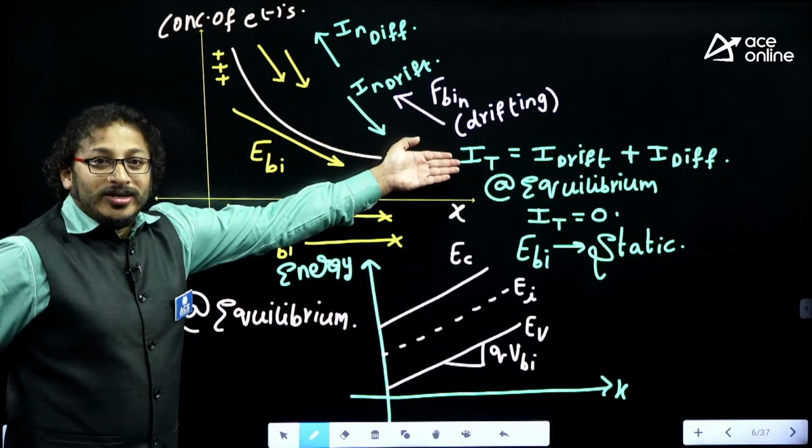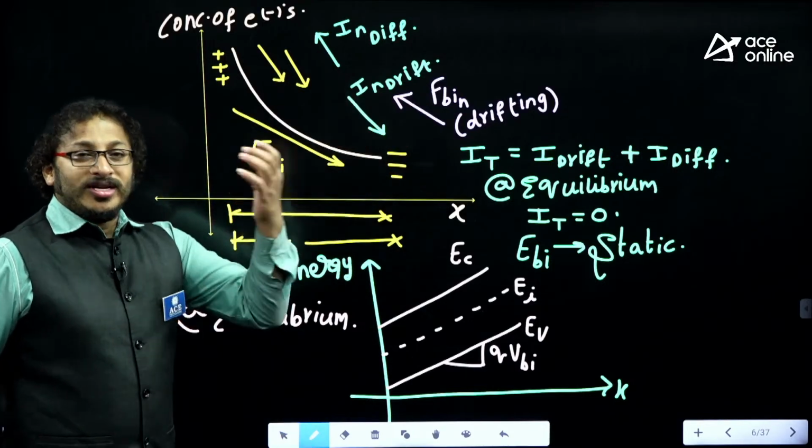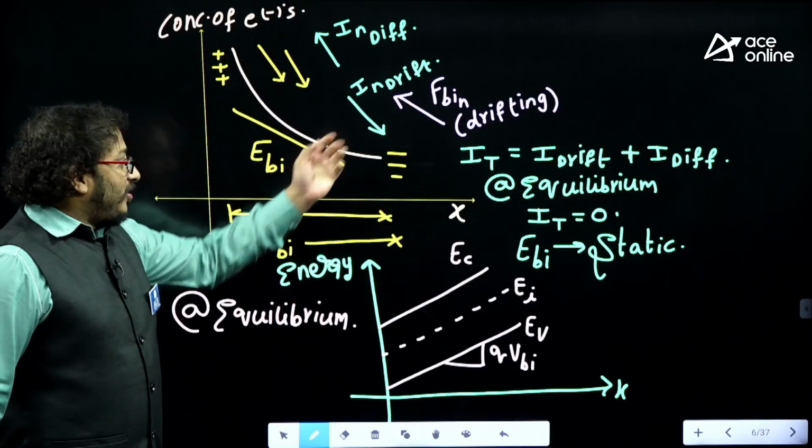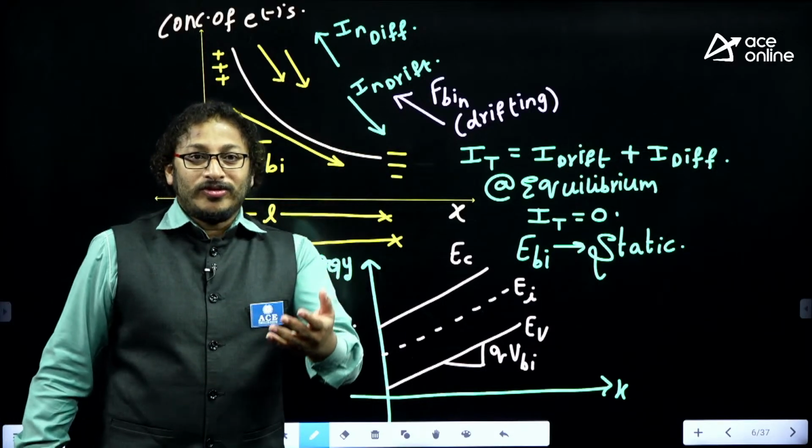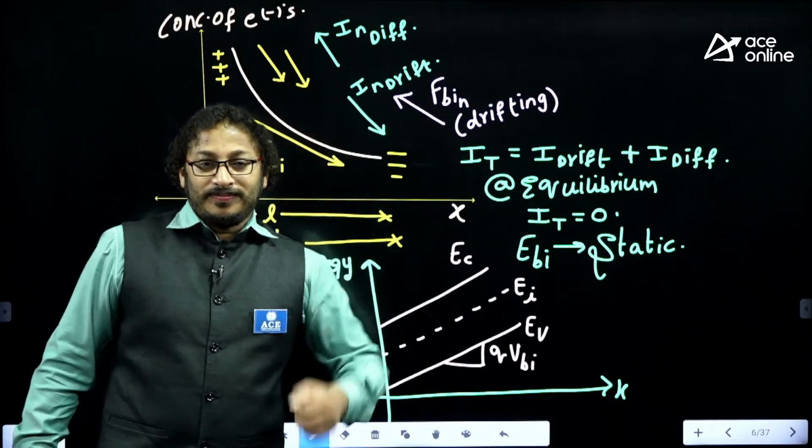But what result did I get? At equilibrium, total current equal to 0. Why? Because the built-in force balances the diffusion. The net current equal to 0. That is the basic principle of equilibrium.